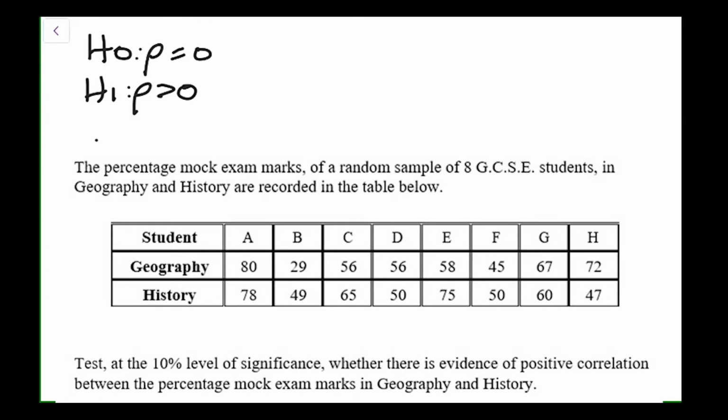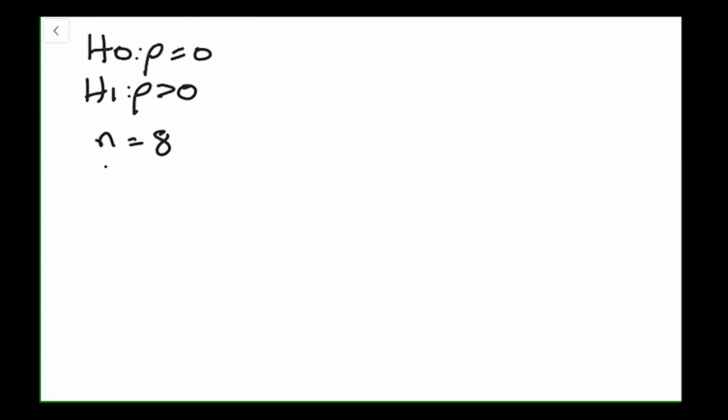I'm then going to record the n value, so the number of students involved. It doesn't tell me in the question, but in looking through the table, I realize there are 8 rows, A to H. There's 8 individual students, each submitted 2 scores, one for geography, one for history. The question also told us the level of significance for this test, 0.1, 10%.